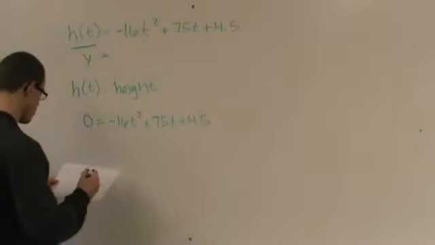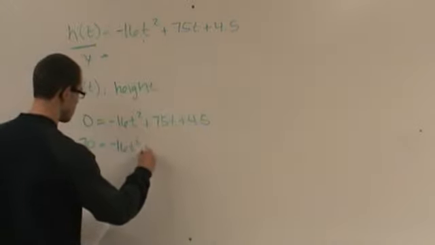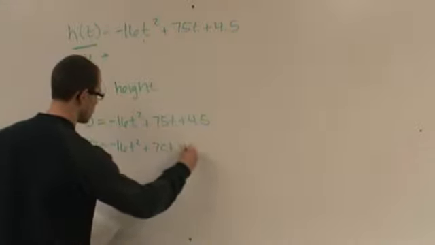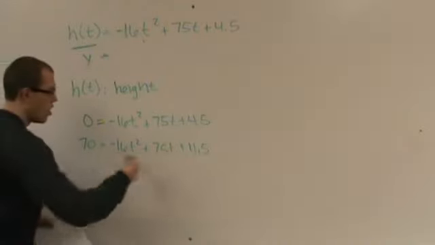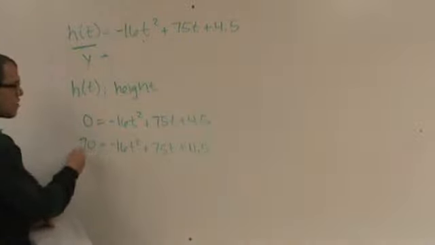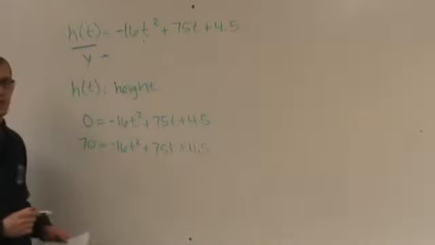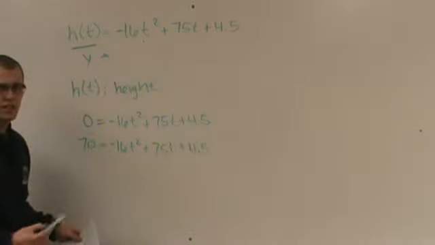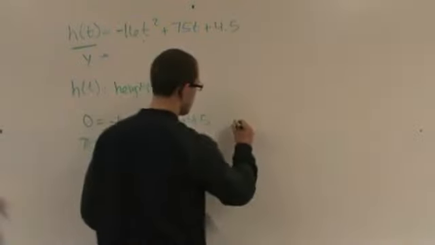So let's do another example. Let's do 70 equals negative 16t squared plus 75t plus 4.5. So nothing changed on the right side of the equal sign. However, now we have a 70 on the left. The 70 took the place of the h of t. So h of t means height. That means 70 is our height. Height is 70, so maybe I should write that here.